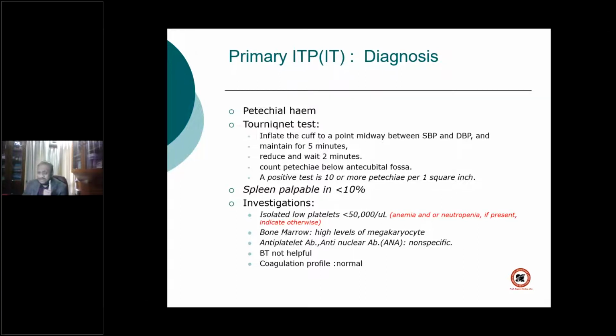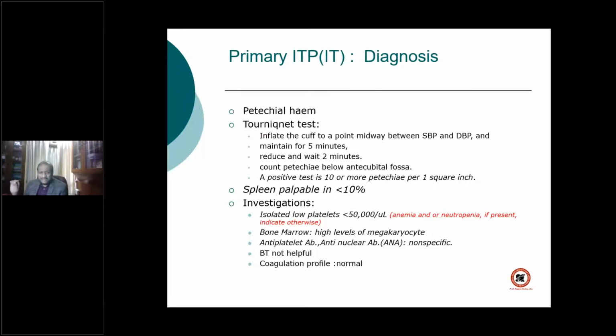Spleen is palpable in less than 10%. Look, that is very important, because you may either find a very mild splenomegaly or no splenomegaly at all. ITP never gives rise to any moderate or massive splenomegaly. It is either no spleen or a minimally enlarged spleen. If you look at the investigations, you'll find an isolated low platelet count. Why isolated? Remember, that is part of the definition. If you have anemia or neutropenia, be sure that you have some other disease, not ITP. Is that clear? That is a very, very important part of the definition.